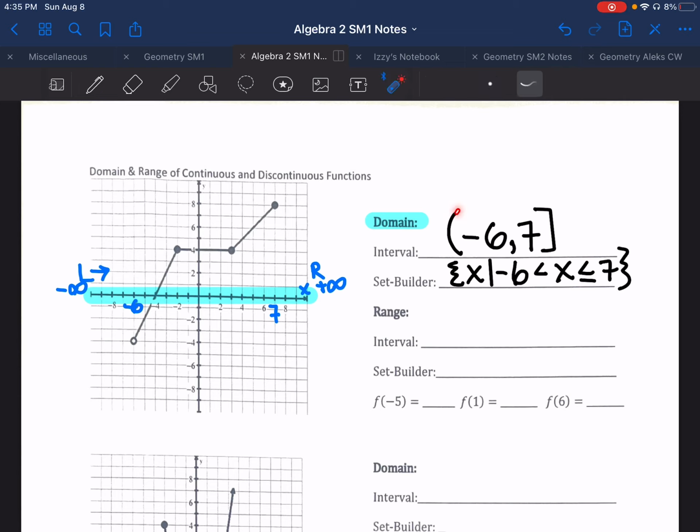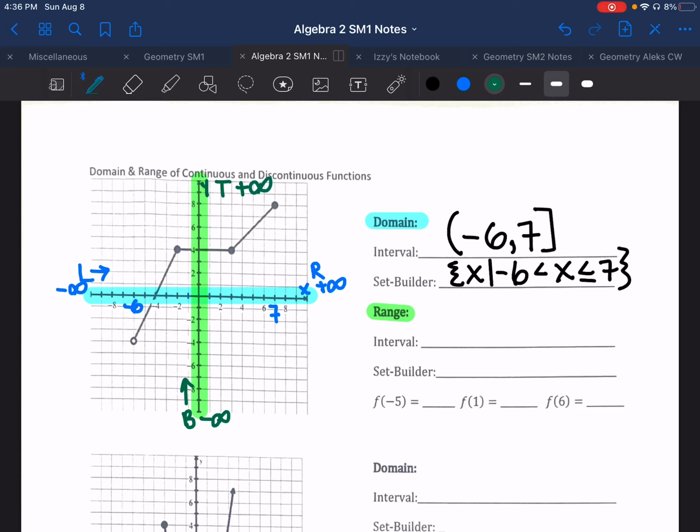The other way you can decide is it's open, so it's less than. It's closed, so it's less than or equal to. So you can look at either one. All right, let's check our y value. For our range, remember our range is always the tricky one because you do have to read the y-axis from the bottom, which is where negative infinity is, up to the top, which is where positive infinity lives.